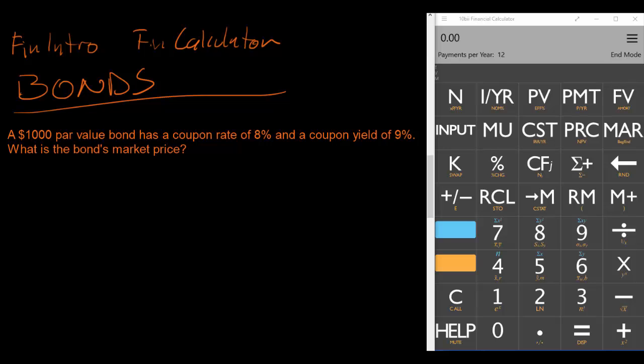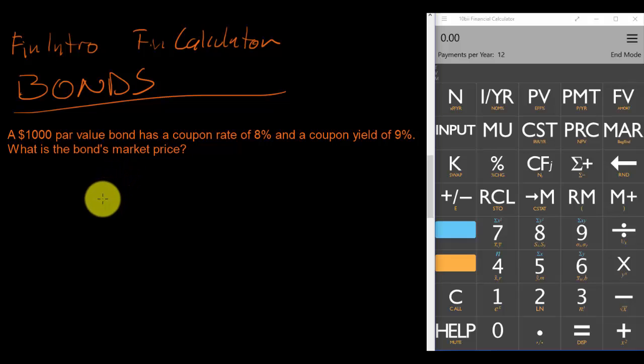So in this problem, what we have is something that's a little out of the norm. What we have here is not necessarily a true future value problem, but a calculation from our coupon rate and our coupon yield. So let's read the question. A $1,000 par value bond has a coupon rate of 8% and a coupon yield of 9%. What is the bond's market price?